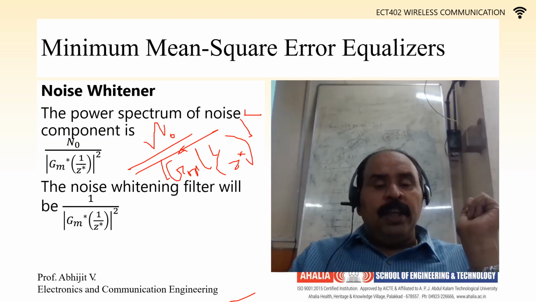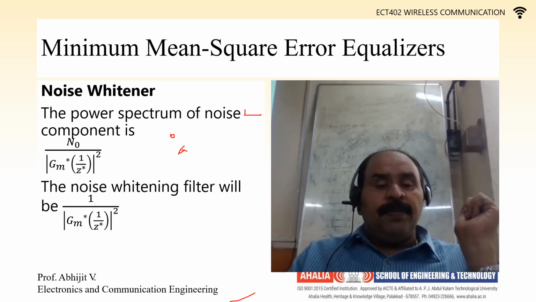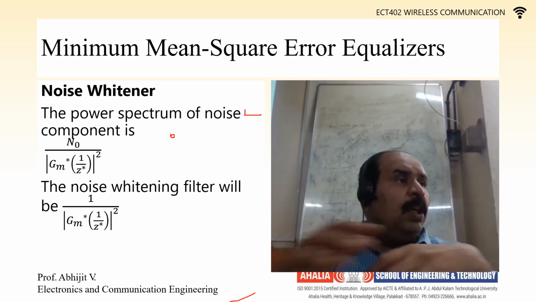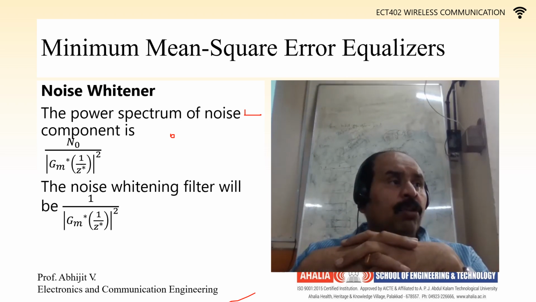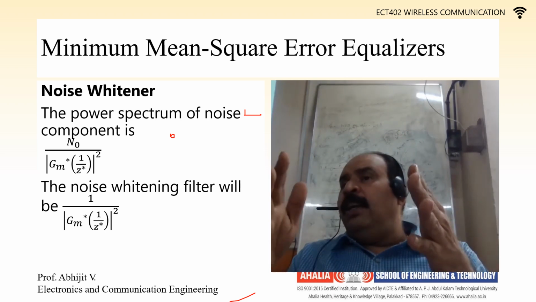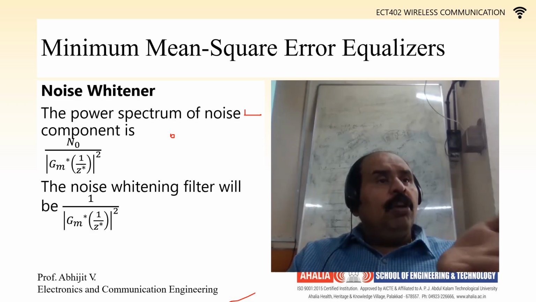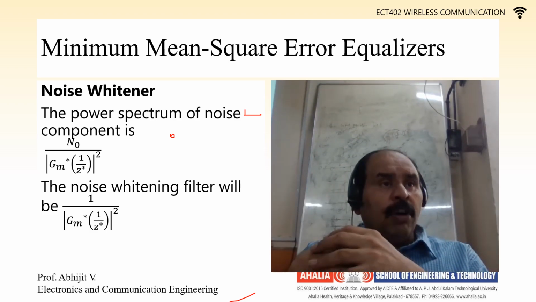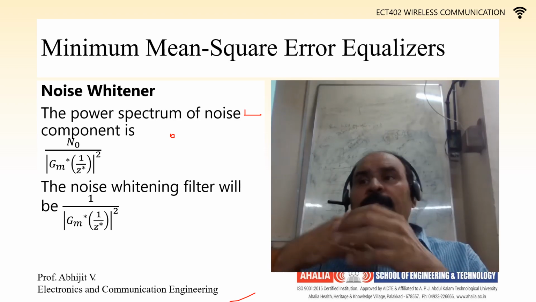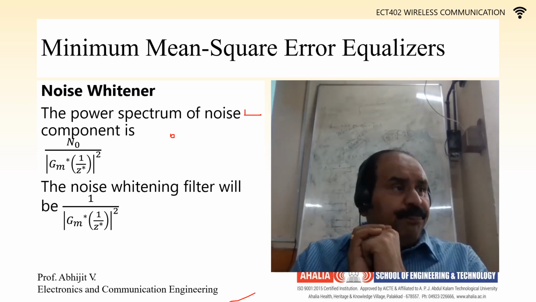So the noise whitening filter will have the transfer function of the inverse of the component which is making it colored. That's it, right? Yes or no? So what is making it colored? The matched filter response. Just take its inverse and you get white noise. Am I right? Like what we have done in the previous one.